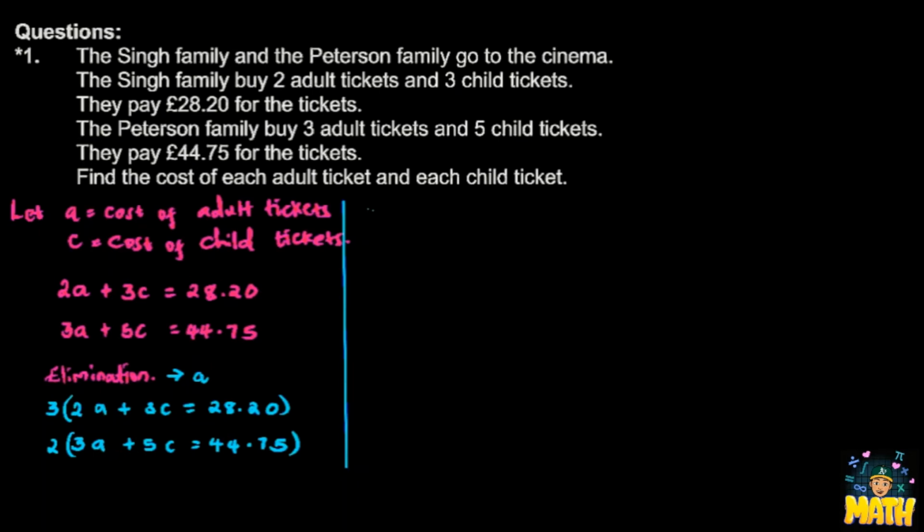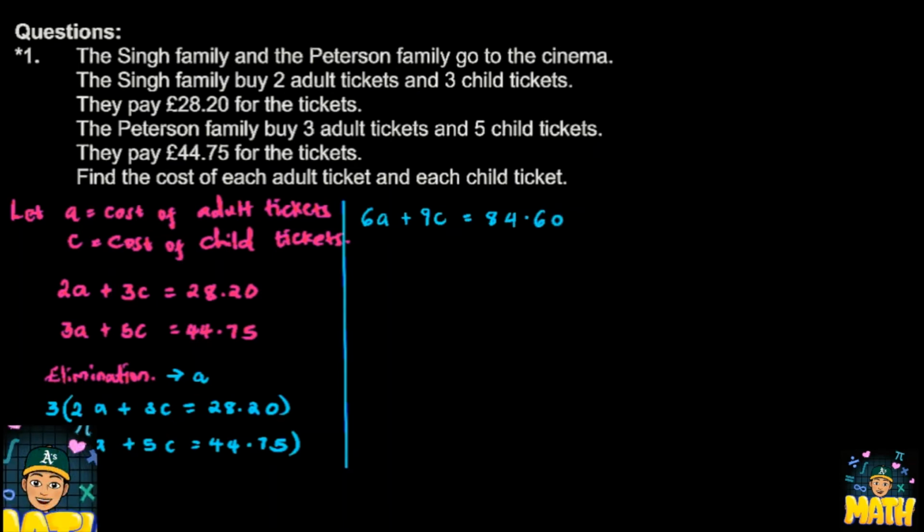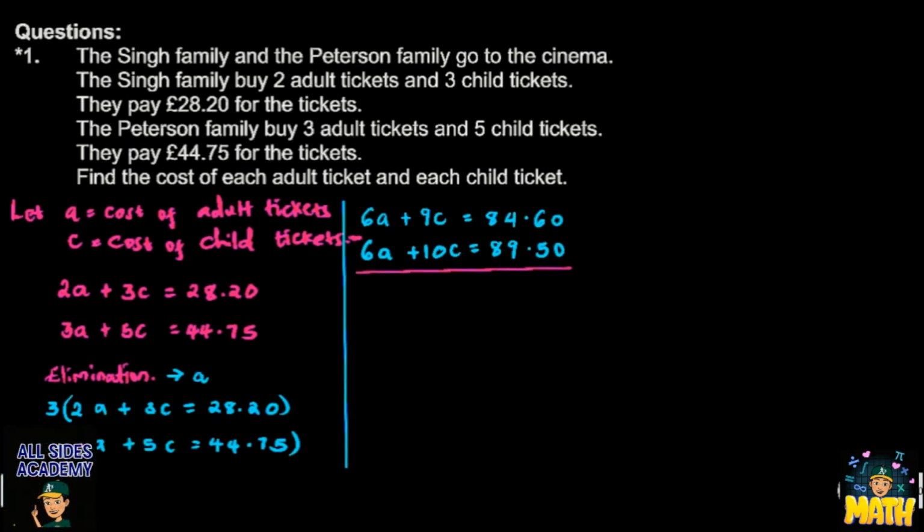So I'll write that as 6A plus 9C equals, when you multiply the 2, you get 84.60. And then for the second one, I'll have 6A plus 10C equals, when you multiply that, you get 89.50. Then elimination means I'm subtracting the 6A and the 6A so that it gets to 0.